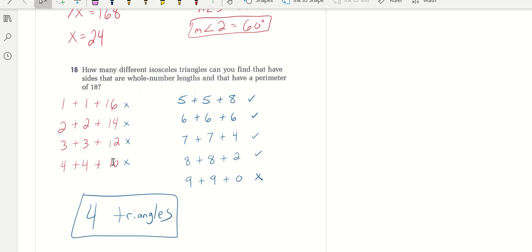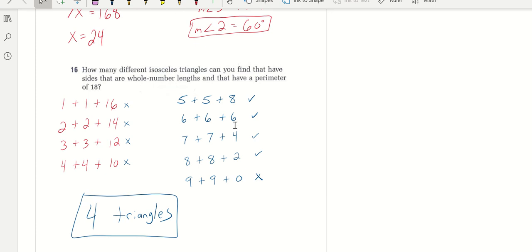4, 4, and 10. 4 plus 4 is 8, and 8 is not greater than 10. So again, none of these are possible. We cannot make triangles with these side lengths. Let's keep going. 5, 5, and 8. This is possible. 5 plus 5 is 10, and 10 is greater than 8. So 5, 5, and 8 is one of our triangles.